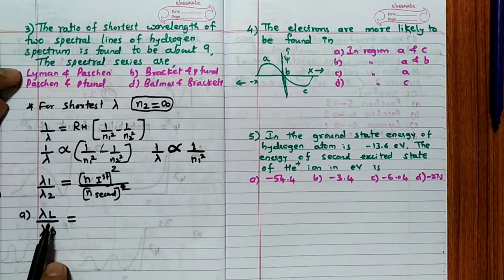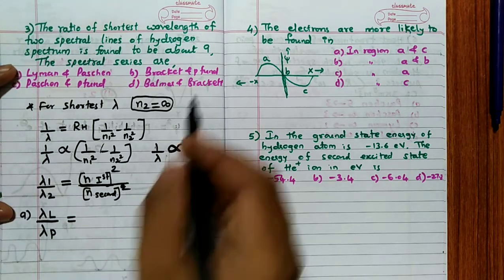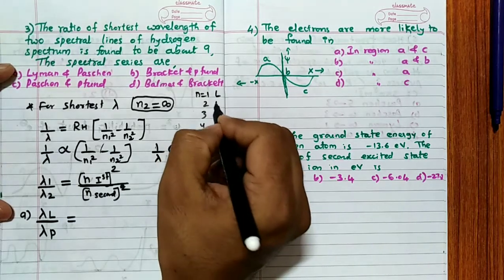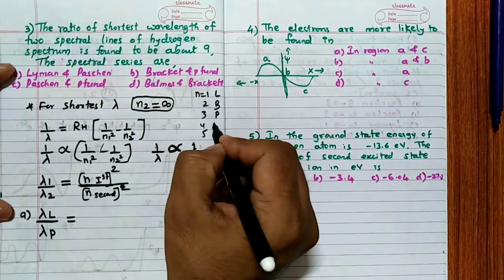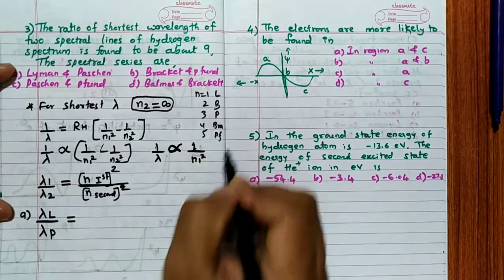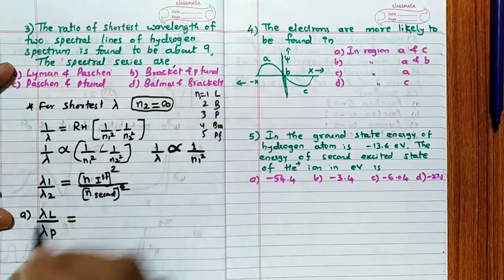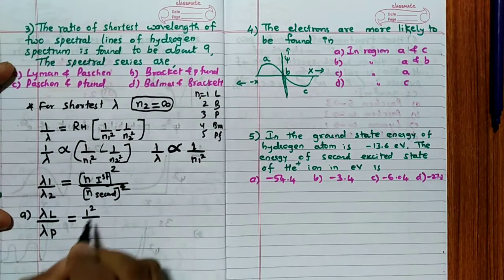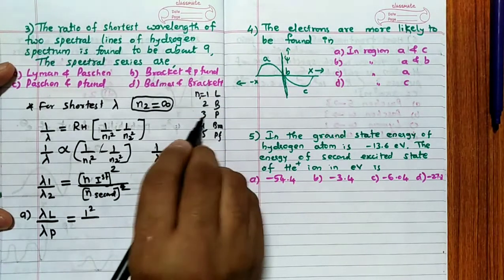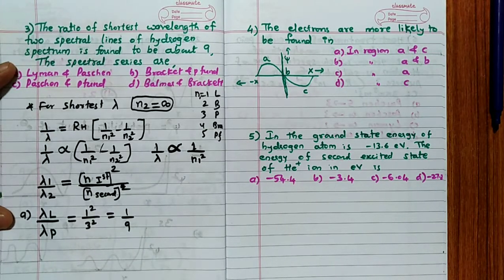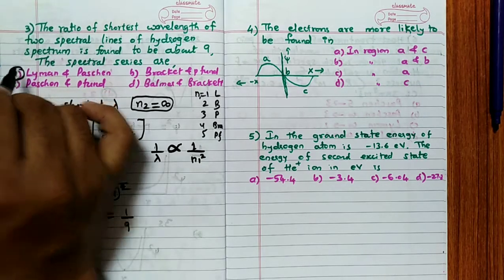Lambda Lyman means remember n1 is 1. One thing you remember, n1 is 1, 2, 3, 4, 5 for the Lyman series, Balmer series, Paschen series, Brackett series and Pfund series. Right? For Lyman, n1 is equal to 1. So 1 square divided by Paschen, which is 3. So 3 squared is 9, giving 1 by 9. So definitely the answer should be A only because they have given 9.